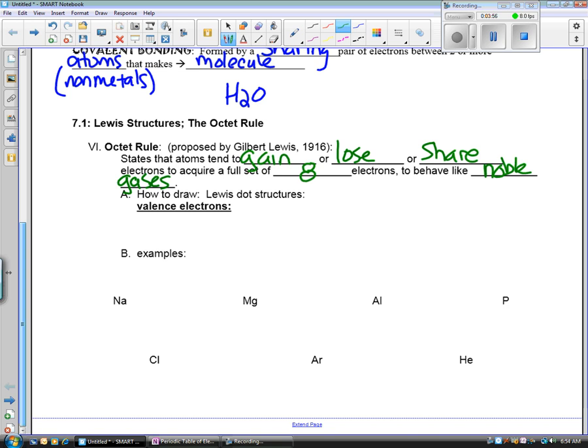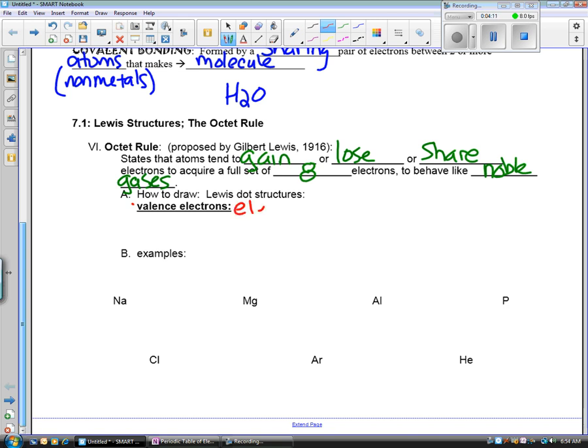So in this case, they're really just sharing. Ionic bonds is where they give and take, that's how they become ions. They give them away or they take them. So they become positive or negative. But here we're just going to share them. And the electrons that are going to be involved here are something called valence electrons. We talked a little bit about them last chapter.